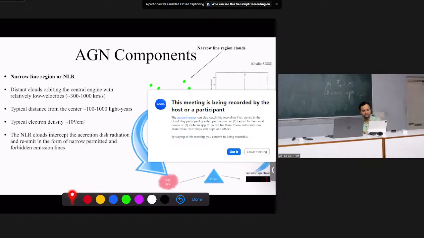Now the interesting thing is that these narrow line region clouds also intercept the radiation emitted by the accretion disk. The accretion disk is throwing radiation in all directions. Broad line region clouds intercept the radiation and emit lots of emission lines. The narrow line region also intercepts this accretion disk radiation, and since their velocity is less, the Doppler broadening will be less. So we will see very narrow emission lines.